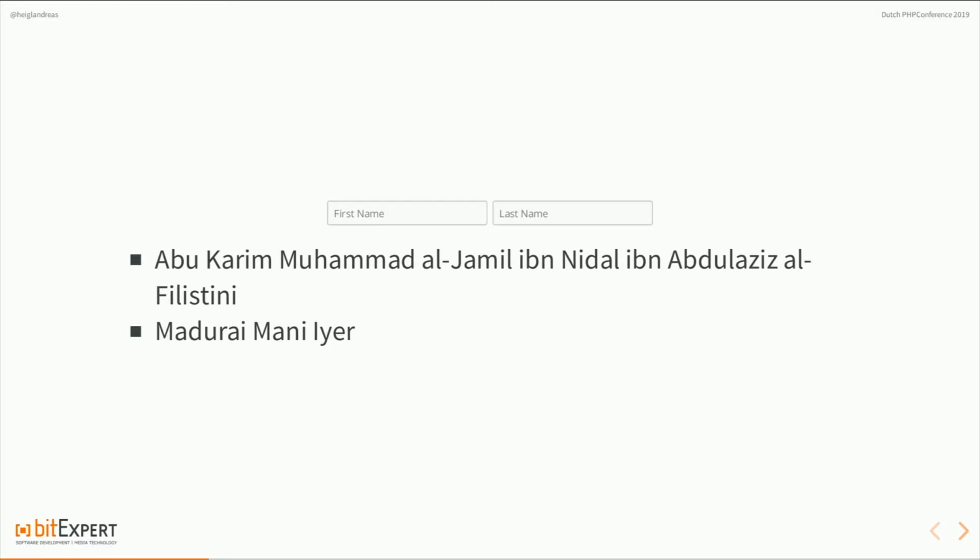Or this one, Madurai Mani Iyer. This is a version of an Indian name. In this case, the person is named Mani. She's of the caste Iyer, religious caste, and she's from the village Madurai. Okay, and we have three names. So which one is the first one and which one is the last one?